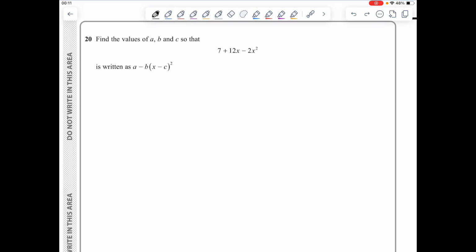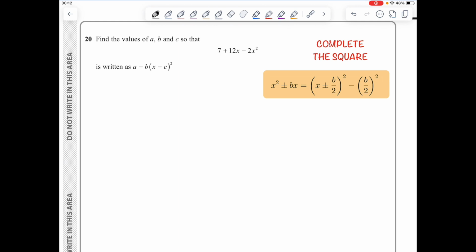In question 20, we need to complete the square. And in order to complete the square, I will use the following formula. But before I apply this formula, I need to do 2 steps. First, I'm going to write the expression in descending powers of x. And then the second step, I'm going to take out a common factor of -2 from these 2 terms. So -2, I'm going to have a square bracket, x squared minus 6x, and then plus 7. Note the minus here is because I took a minus outside. When you expand, you should get the plus.